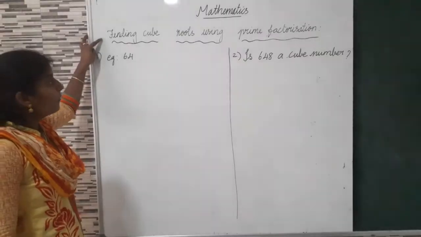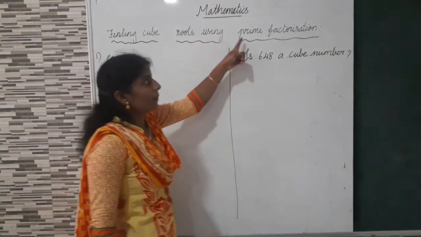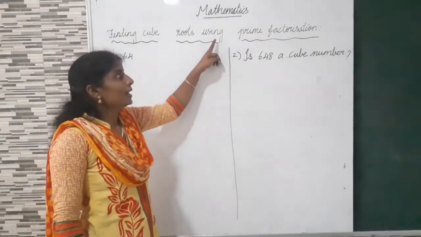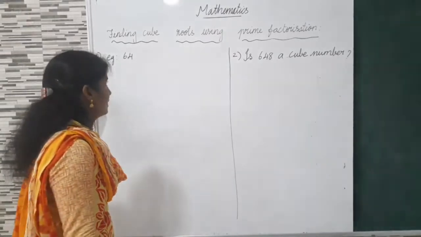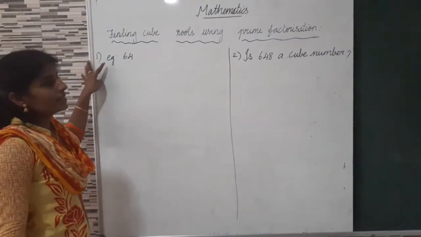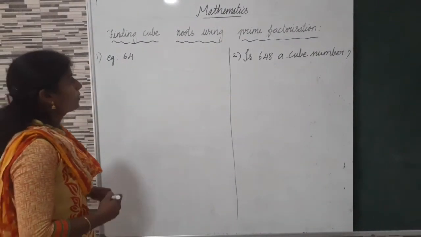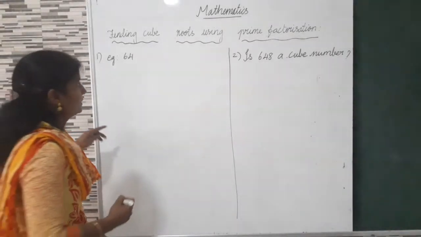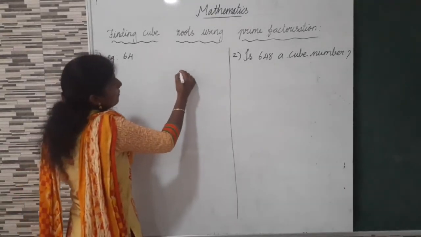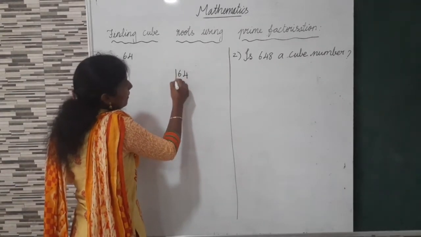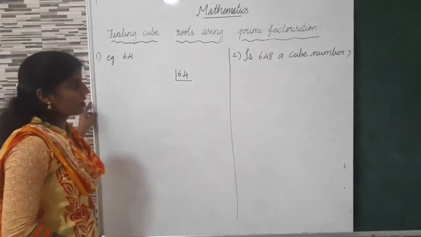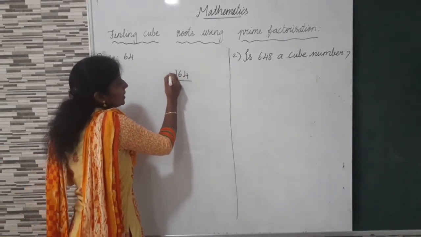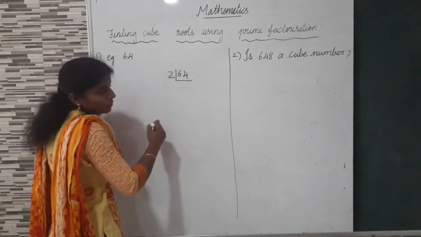Finding cube roots using prime factorization method. First one, 64. Already we know that. What is the prime factorization method, isn't it? Already we have learned. Now, here 64, we can find all prime factors of 64. This is an even number, so we can take 2.